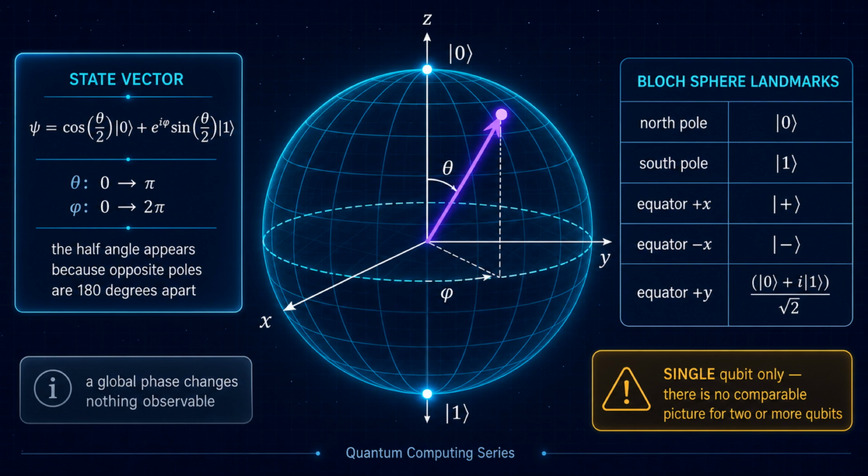Every qubit state can then be written with a polar angle theta and an azimuthal angle phi, which are exactly the spherical coordinates of a point on a unit sphere, the Bloch sphere. The north pole is ket 0, the south pole is ket 1, and the equator carries the plus and minus states. Note the half angle, and one warning: this picture works for a single qubit only.